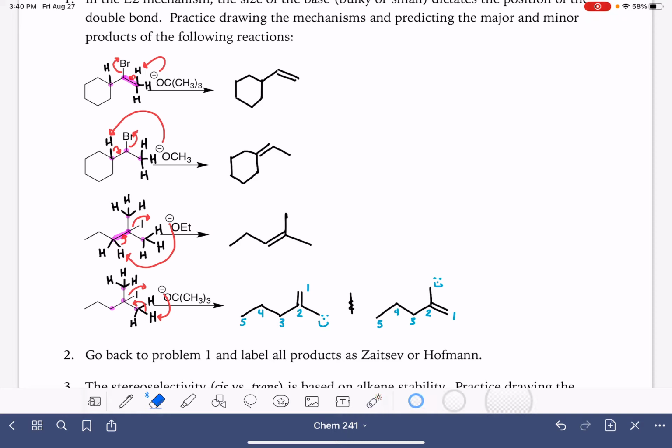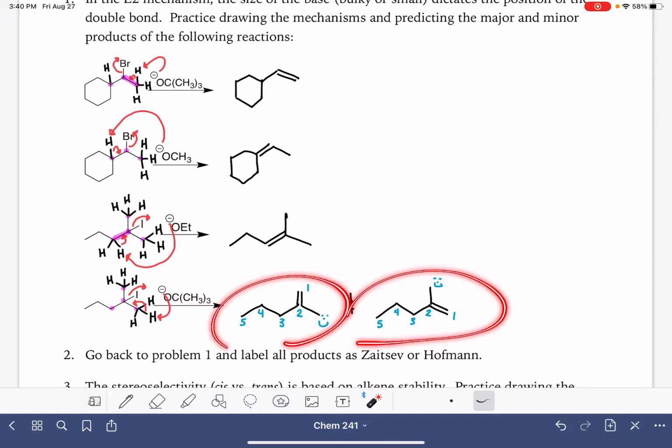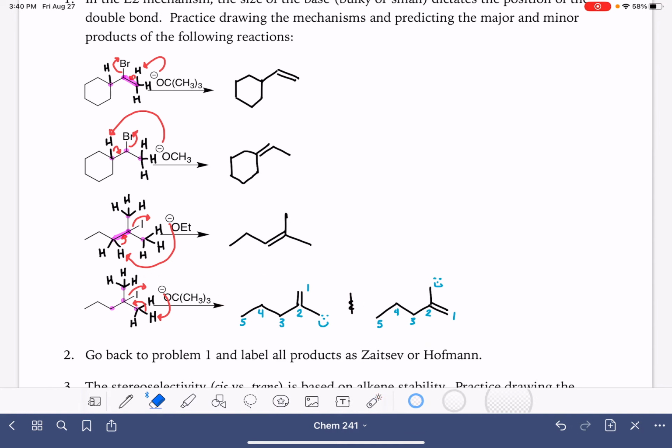In that situation, first of all, it's not going to matter which mechanism we draw, whether we show the attack here or whether we show the attack here, because it's producing identical products. Second of all, you don't want to draw both of these molecules. You don't want to draw the same molecule twice, basically.